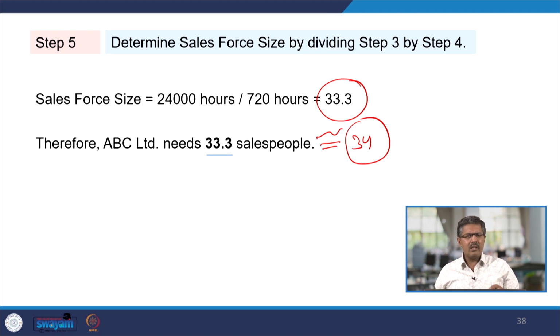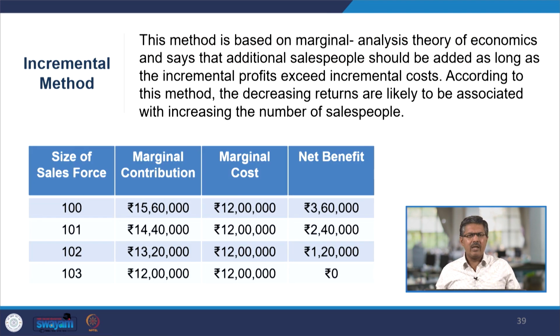The third method that we will follow up is called the incremental method. As you can understand from the word incremental, here we will try to compare the contribution or the benefit that the company gets in comparison to the cost that it is making. So, per unit, when you are making a new additional unit, what additional cost you are incurring and what additional benefit you are making. As long as the net benefit is positive or profitable, the company is in a profit mode, so it will go on adding salespeople.